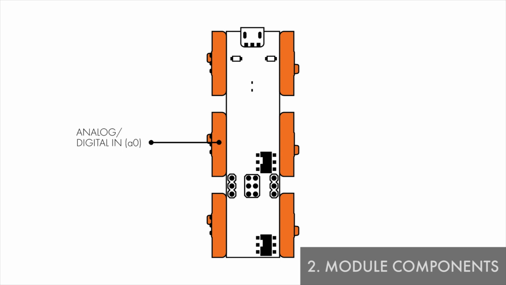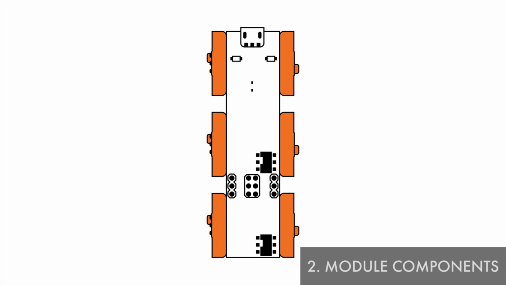The next input down is an analog input. This can be used in analog or digital read, and is connected to pin A0. The last input we'll look at is another analog digital input, and this is connected to pin A1. On the top of the board, you'll notice a USB jack. This is a USB micro B jack, and this is how you'll connect the module to your computer.